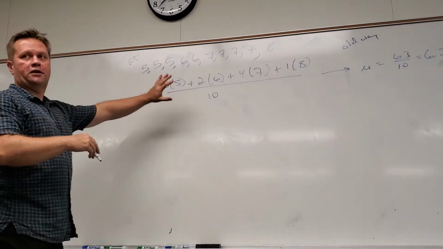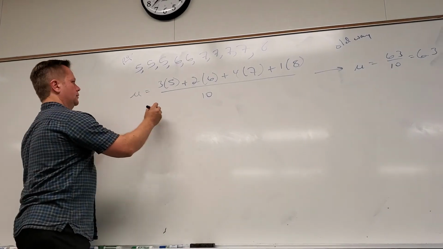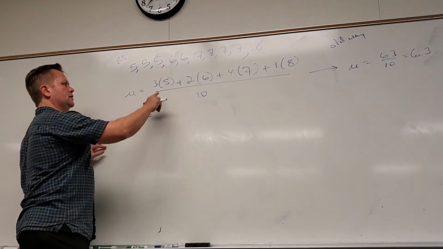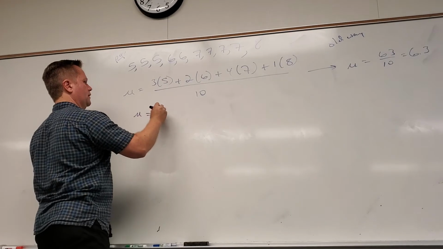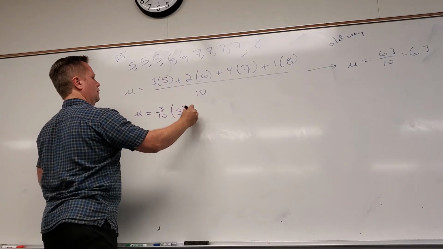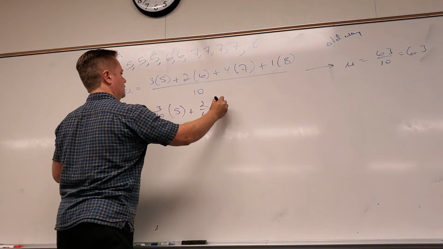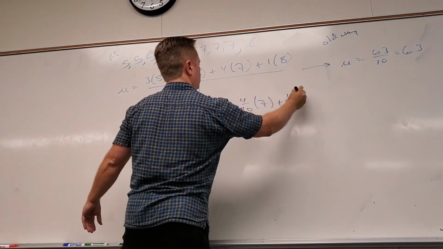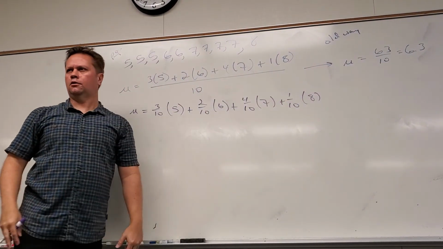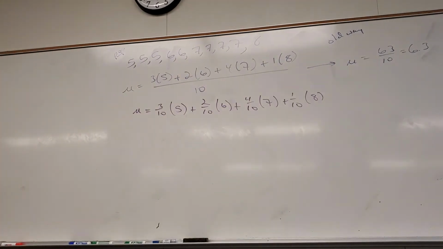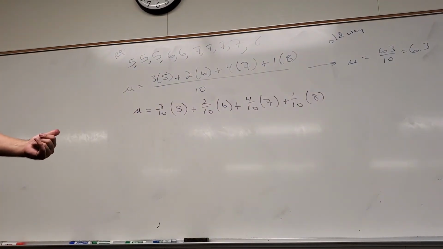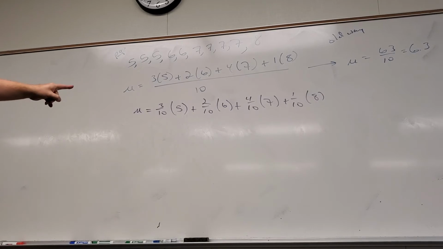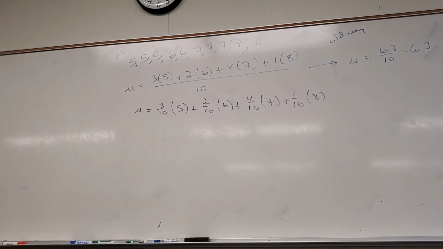Here's another way to look at it. Isn't this 3/10 times 5 plus 2/10 times 6 plus 4/10 times 7 plus 1/10 times 8? Is that mathematically all right? Would you ever do that weird stuff? No. And we are never going to do that, are we? We're not. This is why the math we use works. Just keep that in mind.